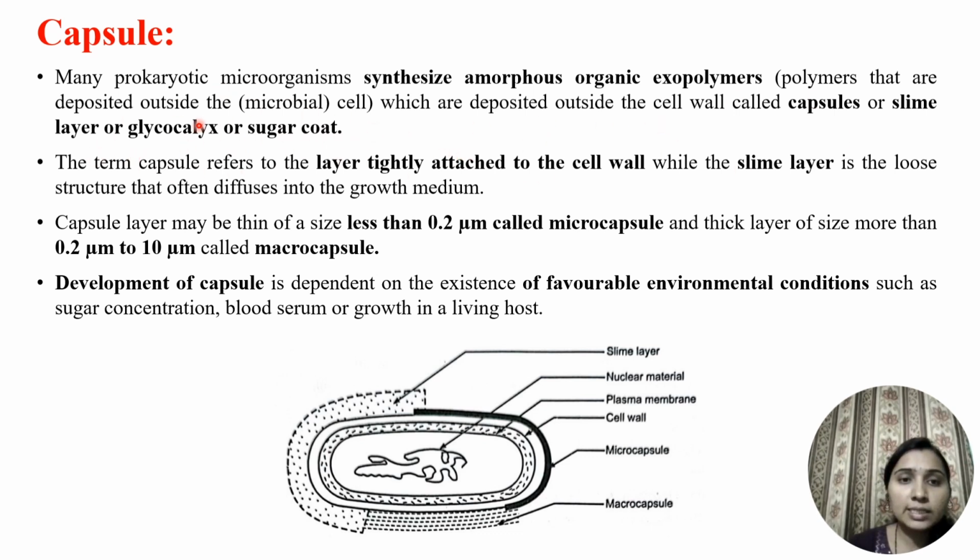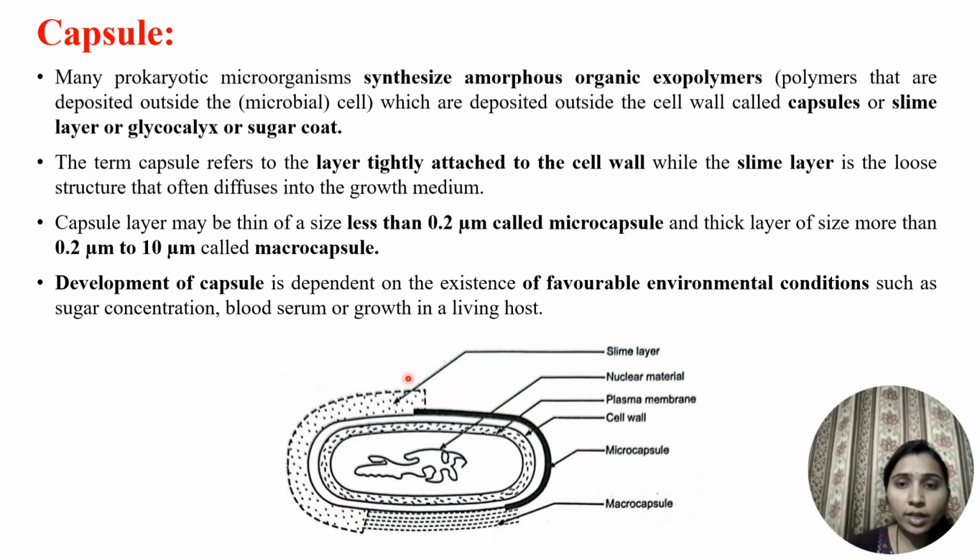So the term capsule mainly refers to the layer tightly attached to the cell wall. Mostly this capsule is attached to the cell wall, and the slime layer, which you can see as this dotted line, is a loose structure that often diffuses into the growth medium. So this is the structure of the capsule.